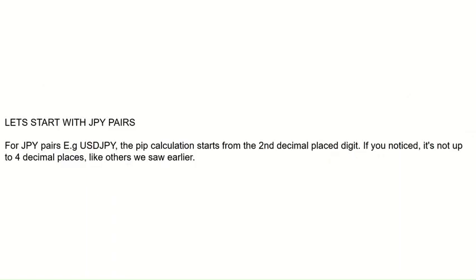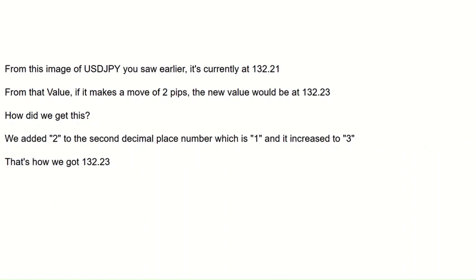So, like I've said here also, for JPY pairs, e.g. USD/JPY, the pip calculation starts from the second decimal place digit. If you notice, it is not up to four decimal places like others we saw earlier. So, from this image, it is currently at 132.21. The current market price is 132.21. From that value, if it makes a movement of 2 pips, the new value will become 132.23. How did we get this? We added 2 to the second decimal place number, which is 1, and it increased to 3. That's how we got 132.23.